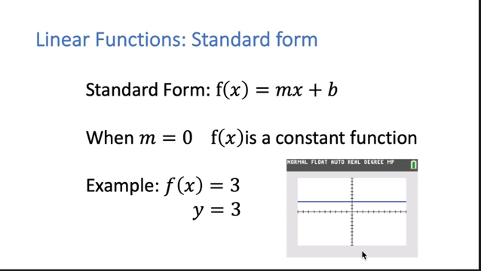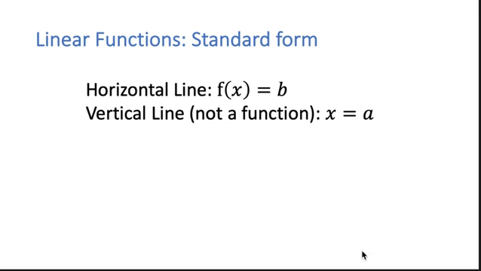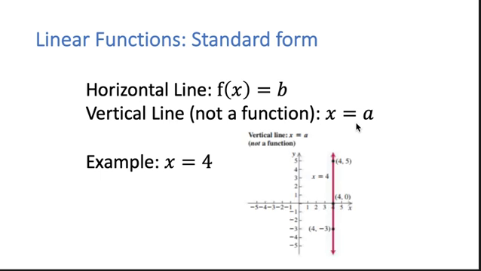Now, let's talk about horizontal lines and vertical lines. So this was an example of a horizontal line. Now let's talk about vertical lines. So the equation of a horizontal line is f of x equals b. That was the previous example. Now the equation of a vertical line, which is not a function, is x equals a. For example, if x is equal to 4, what does the graph of x equals 4 look like? Well, x equals 4 is a straight line that goes through when x is equal to 4. It's a vertical line.